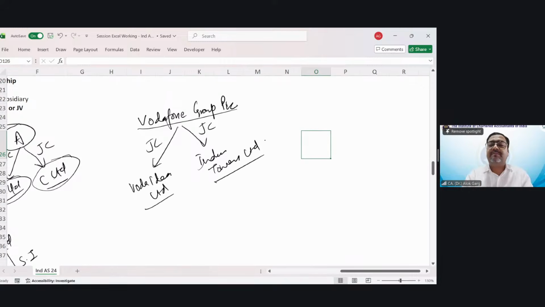Both these are listed companies, right? So these two companies become related parties. Why? Because they are the joint venture of the same third party, and that is why they become related parties. Okay, Vodafone Idea and Indus Towers become related parties.